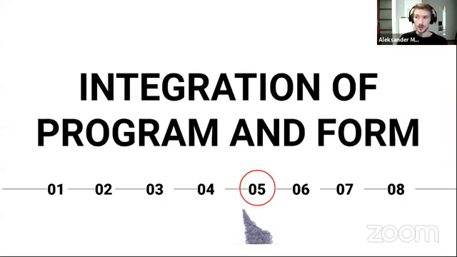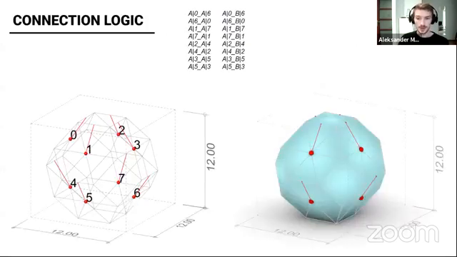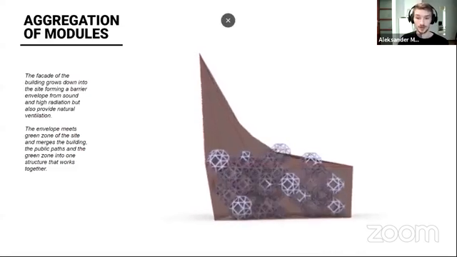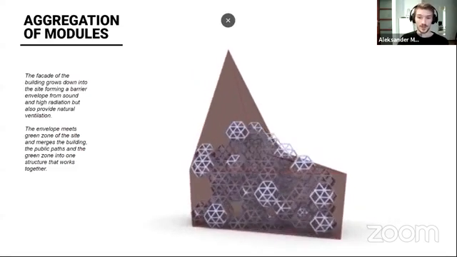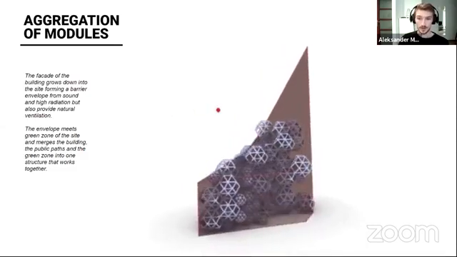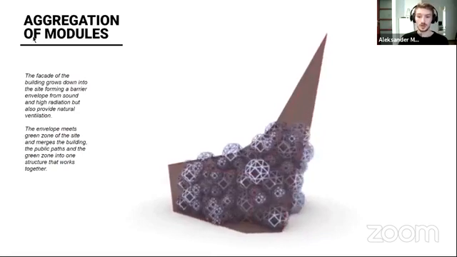Then we went on and tried to integrate the form with the modular part of it. So we have our truncated octahedron. We used it to aggregate and create the initial cluster, which was the first step in creating the final shape of the building. This is a quick animation showing the random aggregation.